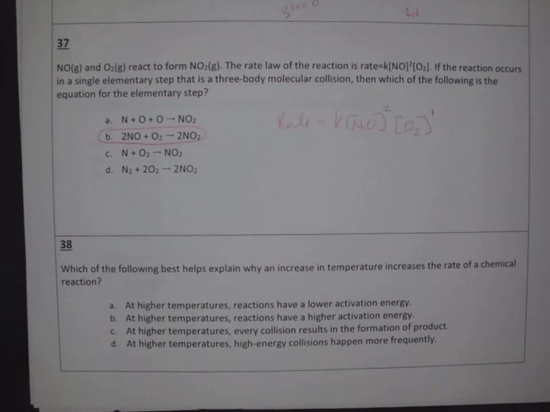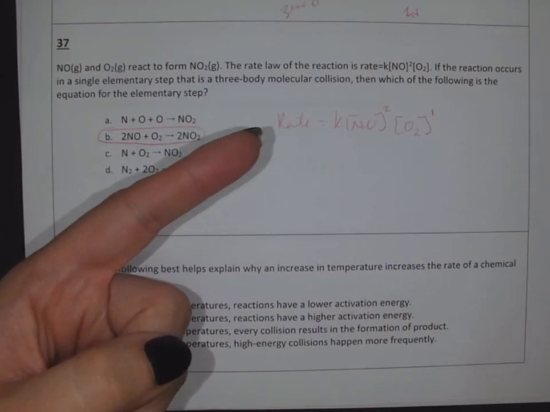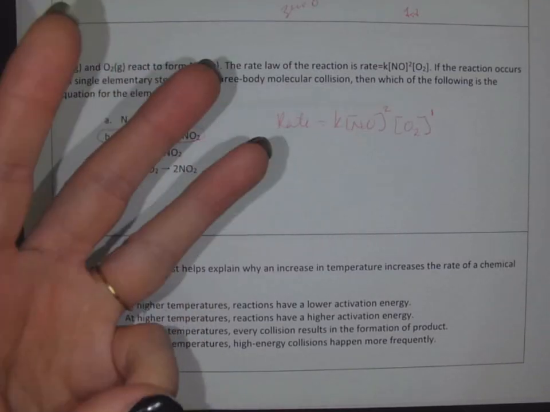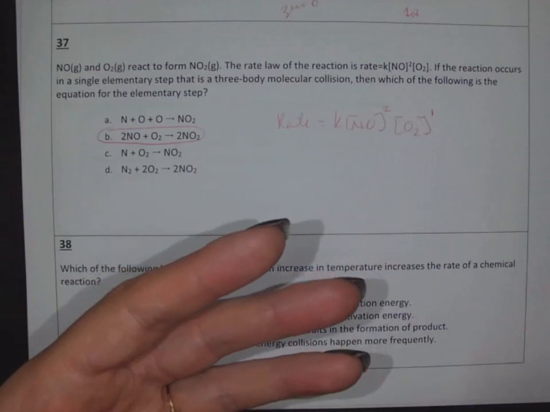38. Which of the following best helps explain why an increase in temperature increases the rate of chemical reaction? In order for a reaction to occur, 3 things must happen. Reactant particles must collide, but collision is not enough. They must collide with proper orientation and sufficient energy, and those are our 3 things.